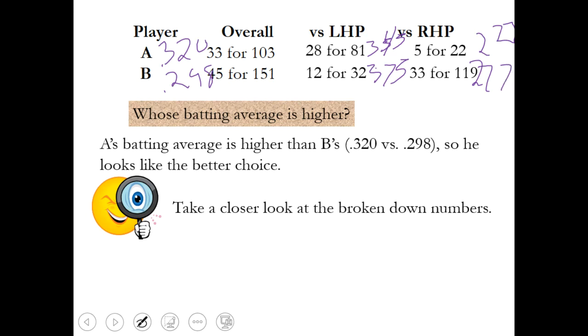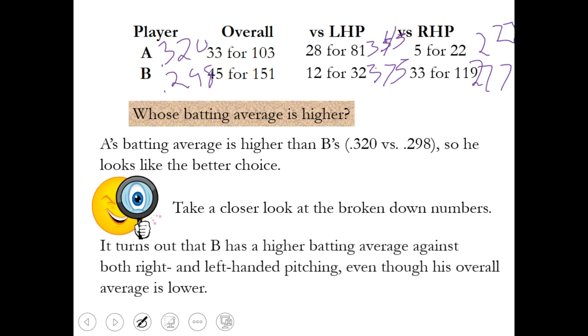So if I look at the overall numbers, player A looks better. But if I look at the individuals against different types of pitchers, player B is better in both cases. This looks like what we mean by Simpson's paradox. If I look at the data different ways, I get conflicting answers. B has a higher batting average against both left and right-handed pitchers, even though his average overall is lower. So I have to figure out what's doing this. What would be causing this?